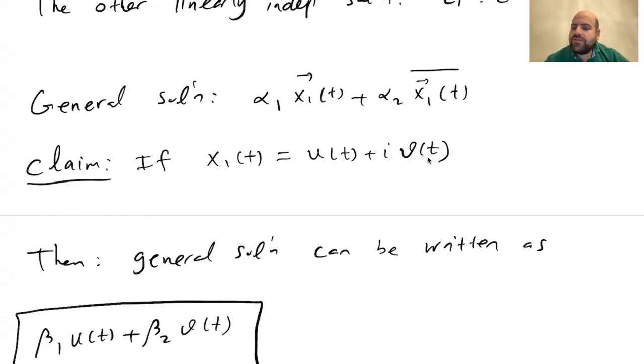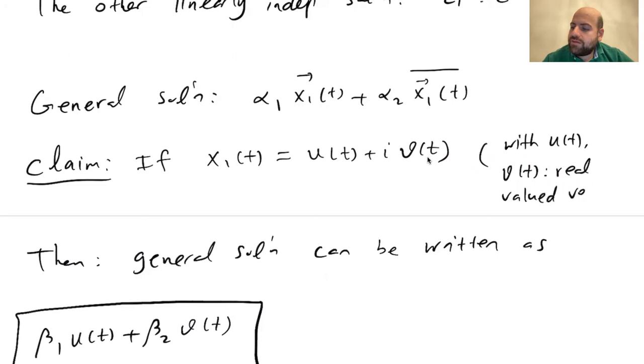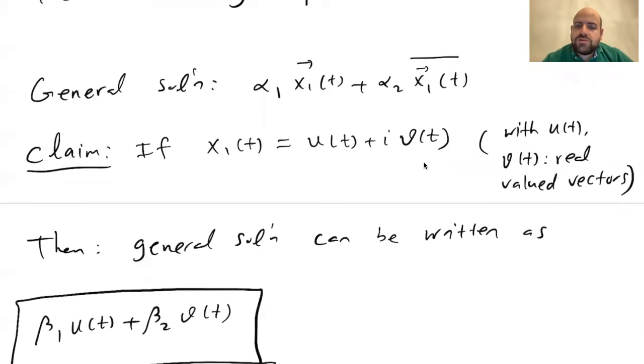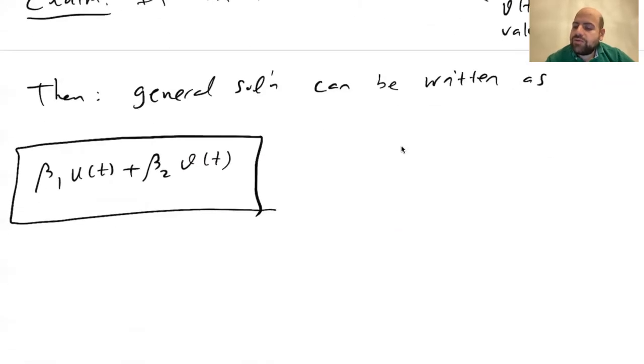Here u of t and v of t are real valued vectors. Then I can write the general solution as some constant times u of t plus some constant times v of t. So in other words, the linear combination of u of t and v of t. So how can I prove this claim? So proof of the claim.